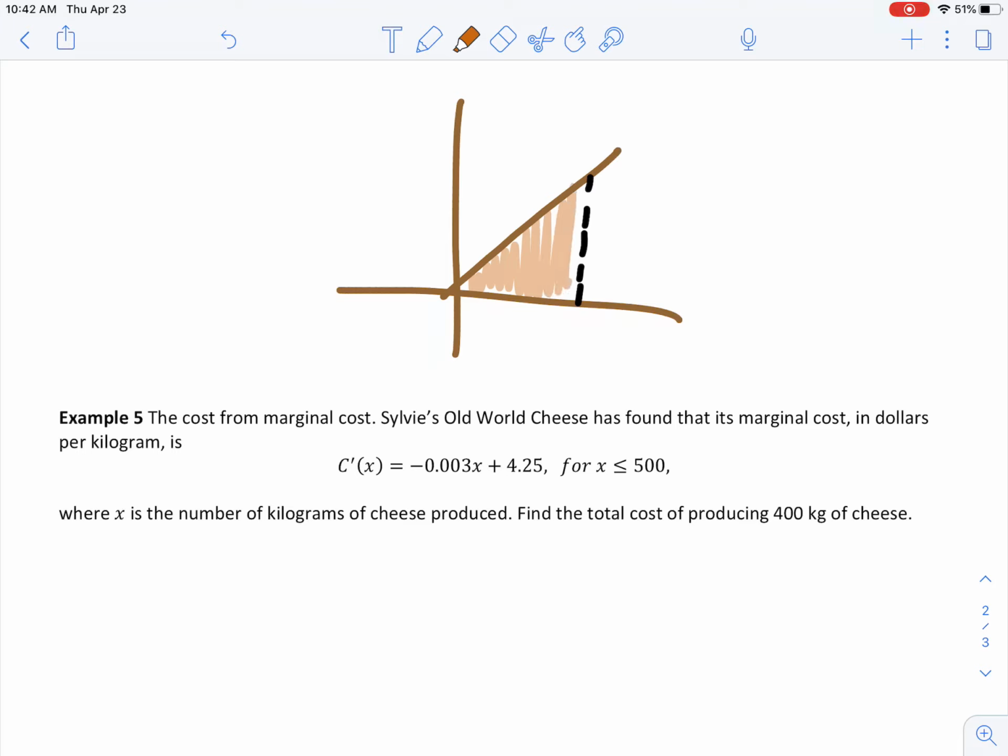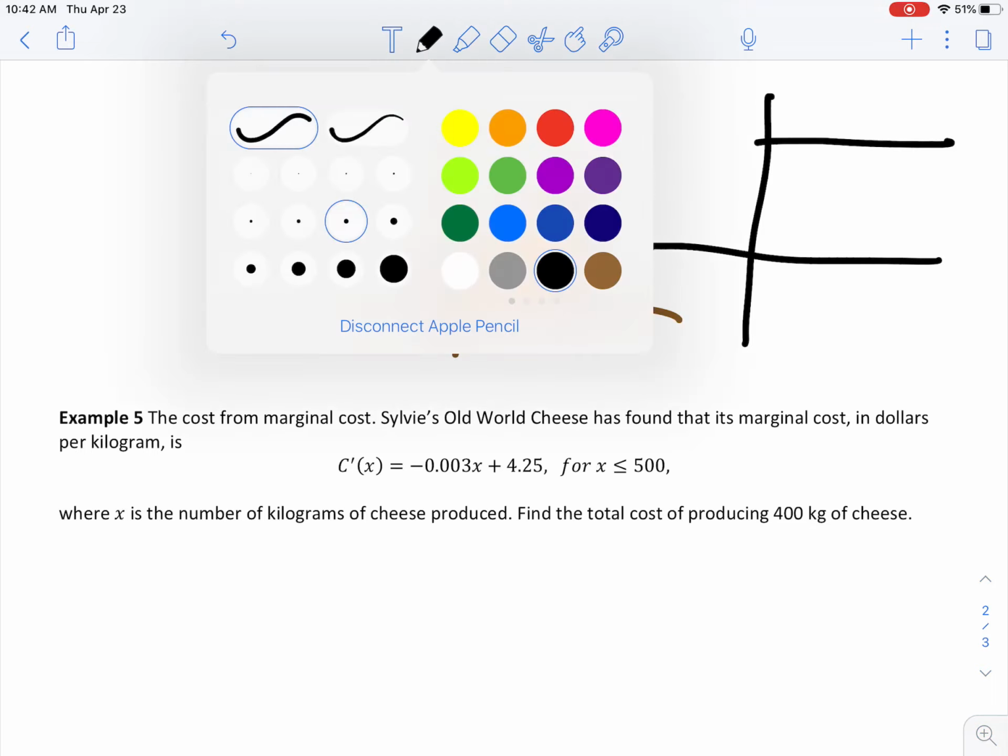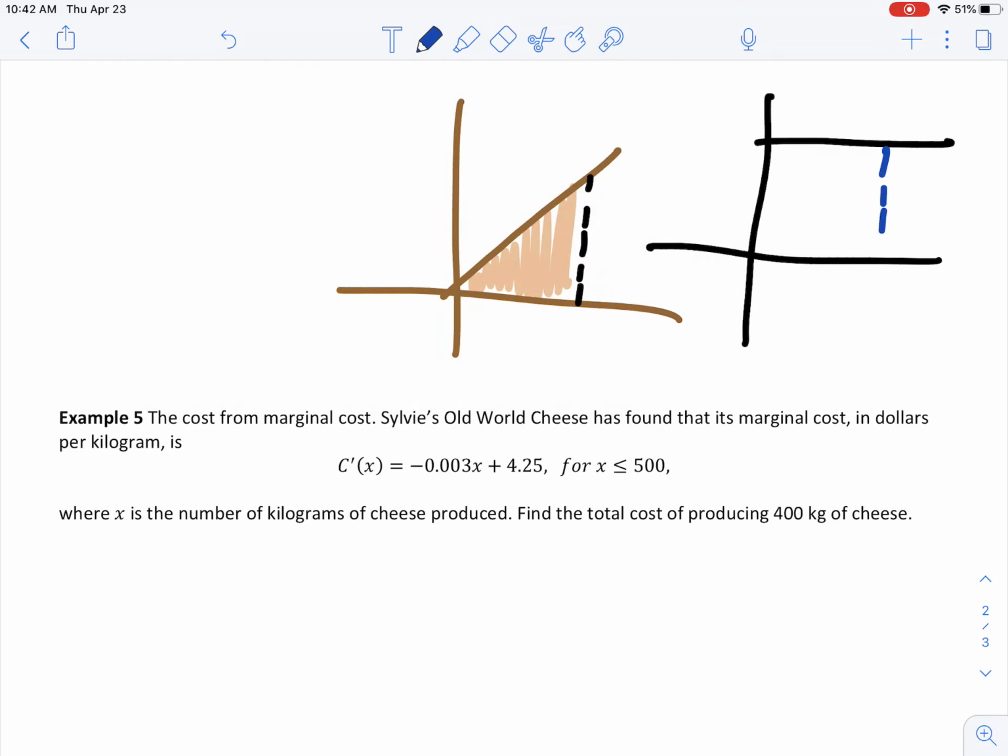But then the other part of 4.2: suppose that you have a graph that looks like that, and then I ask you to find, hey, what's the area under this graph? You see how that area is a triangle, right? And we can find the area of a triangle by using one-half times base times height.